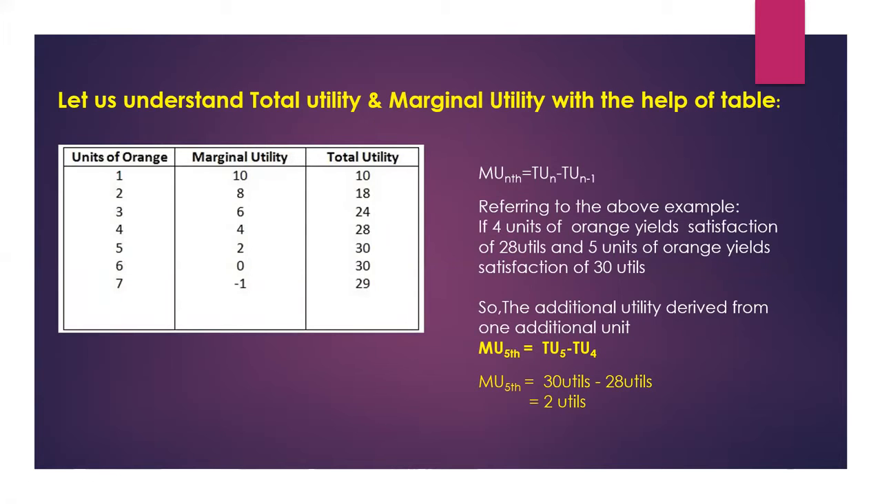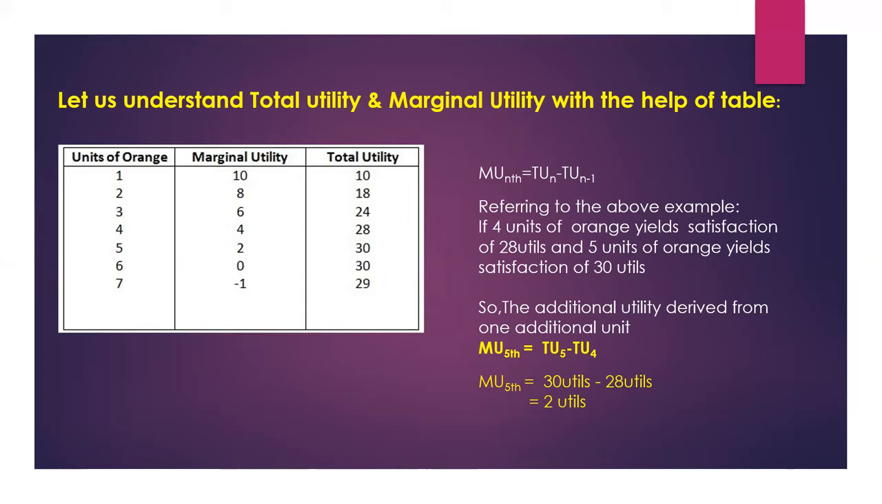Now, what is total utility and what is marginal utility? Let us understand with the help of a table. First, we'll move on with the marginal utility. Marginal utility, as I told you, is the additional satisfaction derived from the consumption of a commodity, right? For example, in the table there are units of orange, how many oranges we are going to consume, the total utility, that is the total satisfaction derived from consumption of the oranges, and the marginal utility, that means how much satisfaction we exactly derive from the additional consumption of orange.